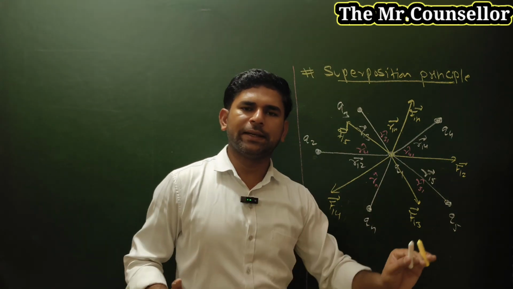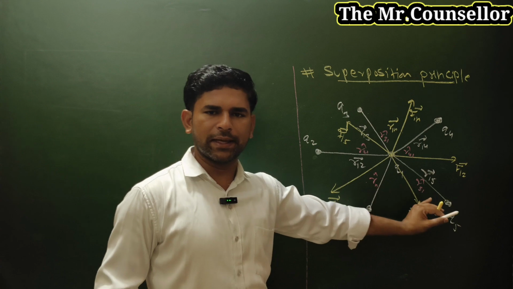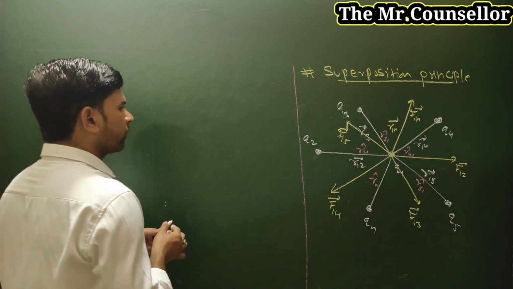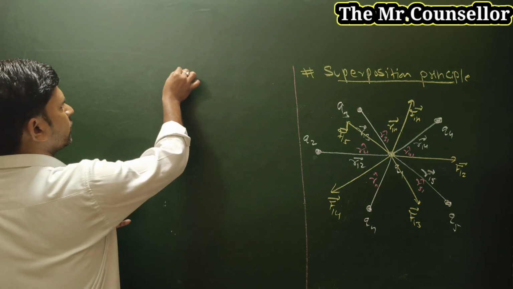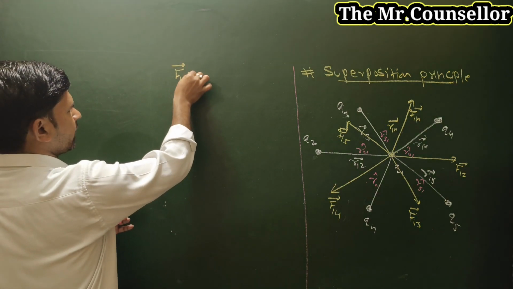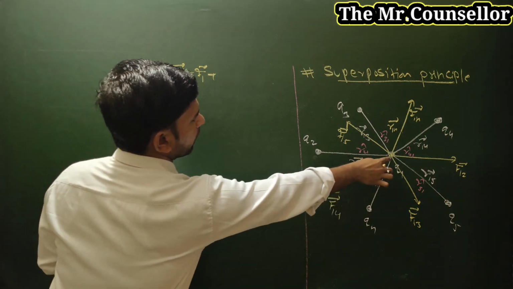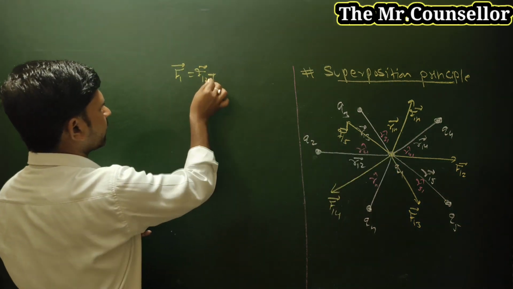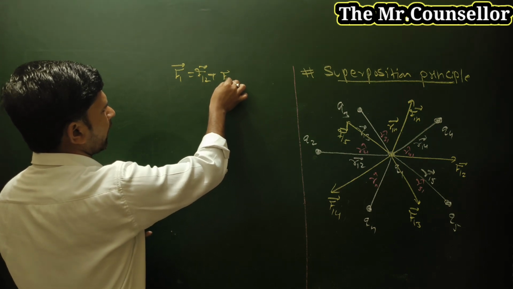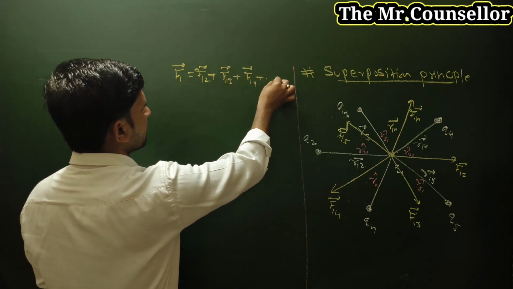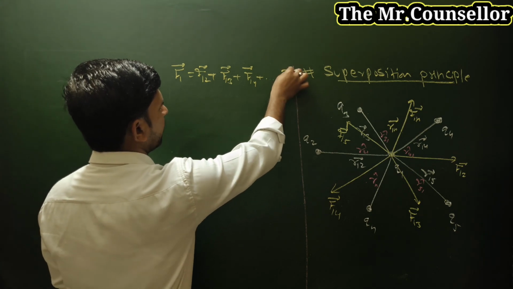First try to understand the diagram. If you are able to understand the diagram, definitely you will get the right answer. So now what we are going to do, we are going to find the resultant force. So the resultant force, vector F1, we can write here as force on Q1: vector F12 plus vector F13 plus vector F14 plus so on, plus vector F1n.